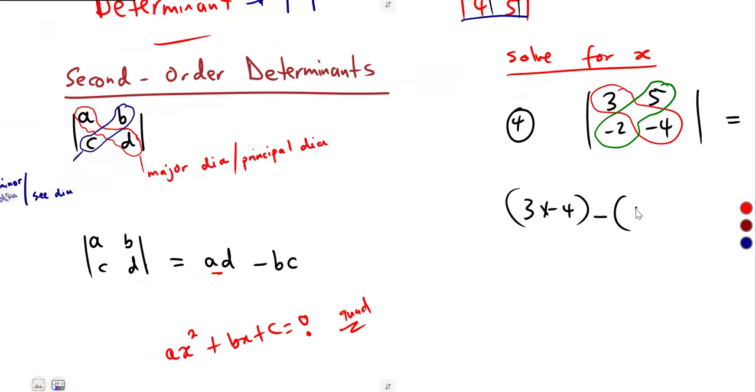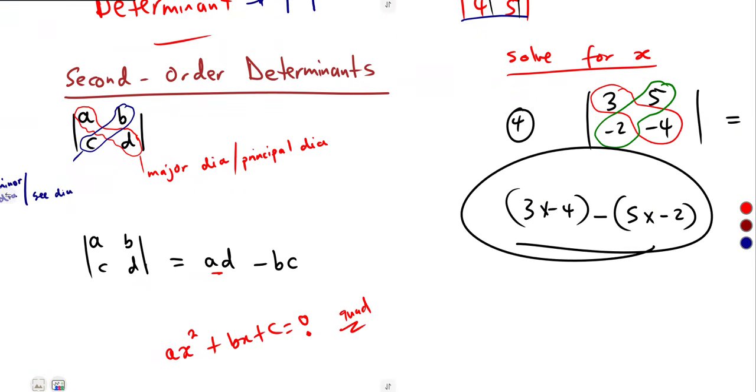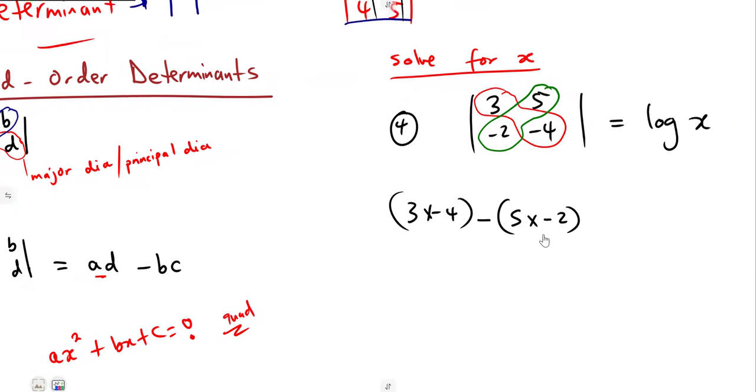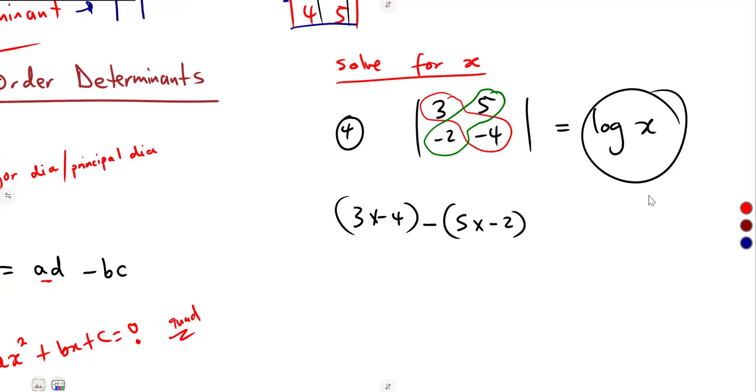So if I multiply this, if I combine this, I'm obtaining the determinant of the matrix. And we are told that, we are given that it is equal to what? The logarithm of x. It is equal to log x.